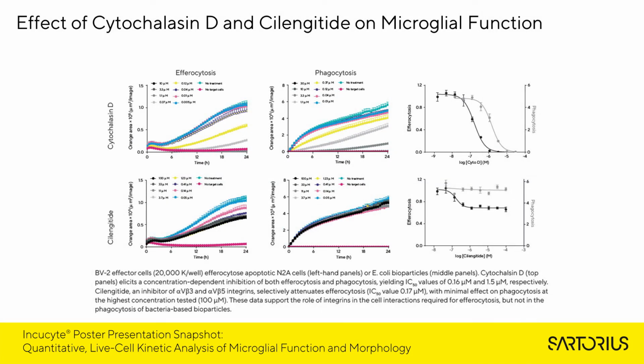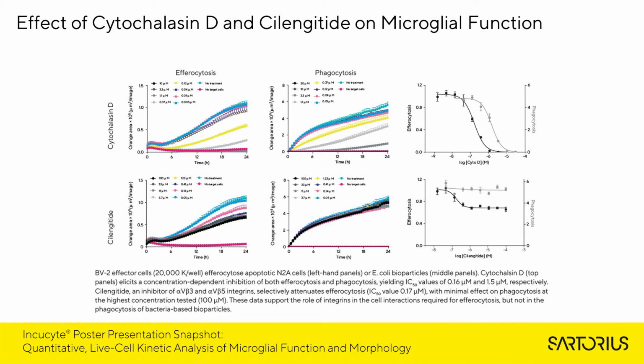Next, we'll look at the effect of cytochalasin D and selengitide on microglial function. So here, we're separating the process of efferocytosis and phagocytosis. To look at efferocytosis, we're once again using the pHrodo-labeled neuro 2A cells. To look at phagocytosis, we're now using pHrodo-labeled E. coli bioparticles. So BV2 cells, which are the effector cells, efferocytose apoptotic neuro 2A cells, which is what you're looking at in the left-hand panels, or E. coli bioparticles, which is in the middle panels.